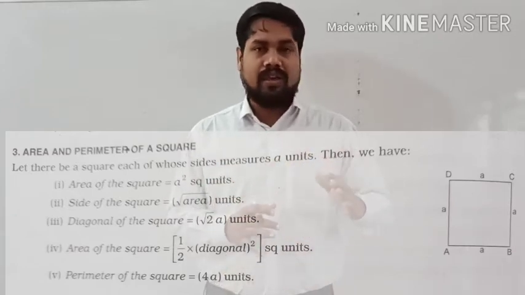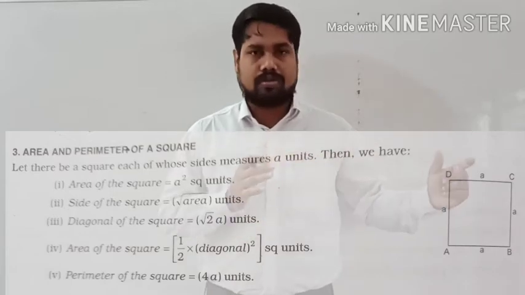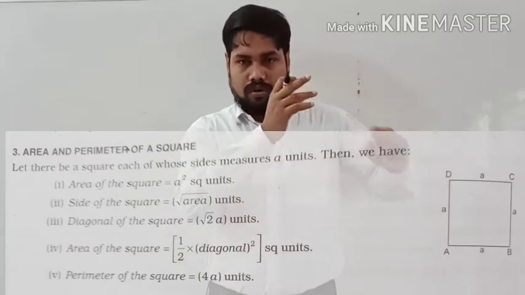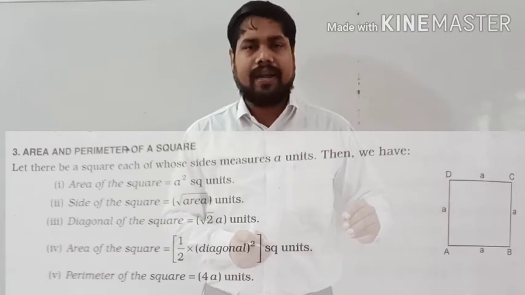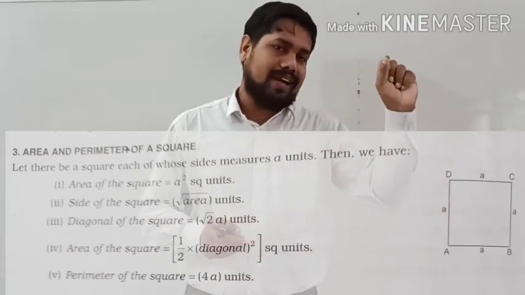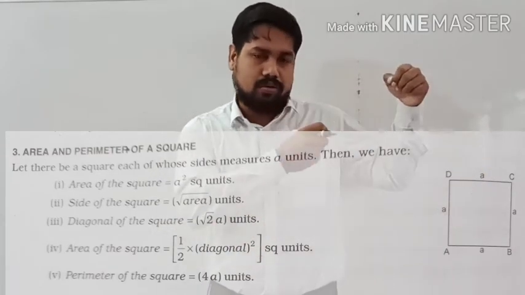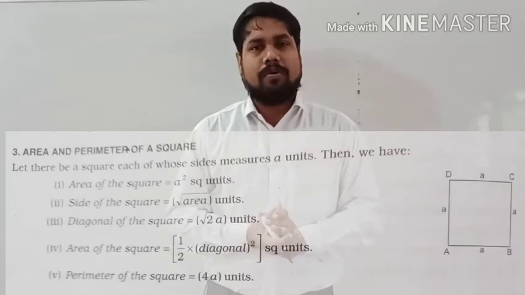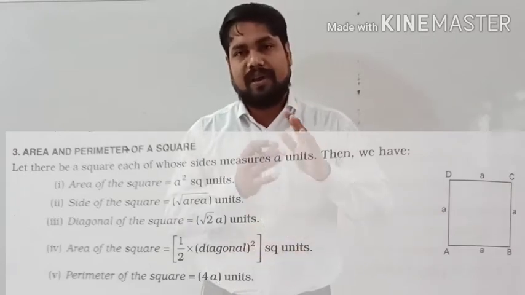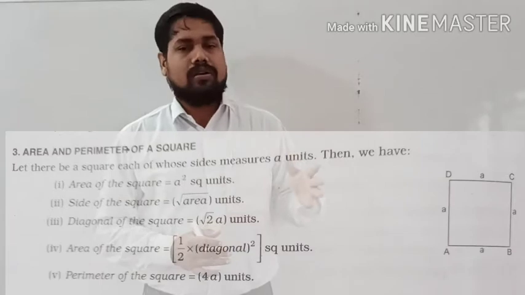So you can see, this square is made up of two triangles, right? So if you divide this diagonally, you can see two triangles are forming. That is why we multiply by half and the diagonal square.